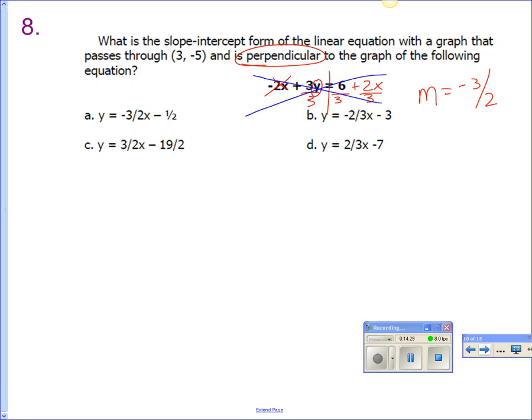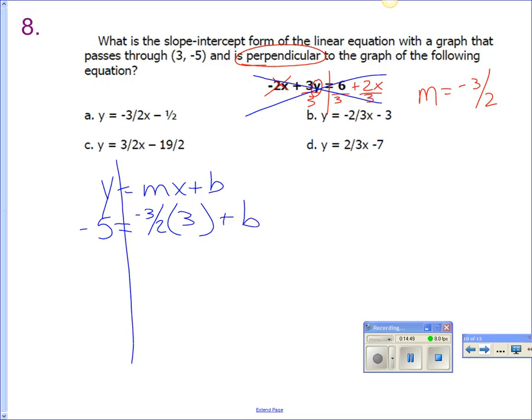All right, Caitlin, what are we doing from there? Good. Yep, what goes in for y? And m? And x plus b. Okay. All right, Rebecca, what do I do next? All right, this one I think you get a fraction.